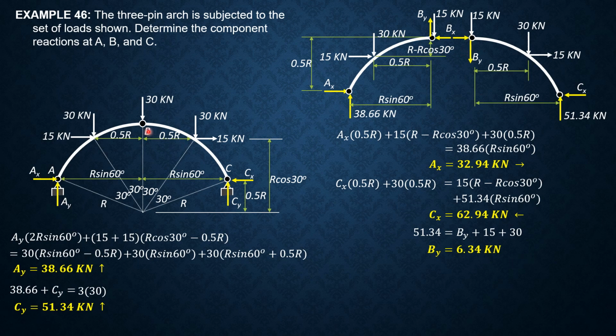Because B is an internal pin, an internal reaction, there's no need to indicate if it is upward or downward. Then summation forces X: Bx plus 15 equals Cx, which is 62.94. So Bx is 47.94 kilonewtons. So that's it. This is the solution to this three-pin arc, or three-hinge arc.